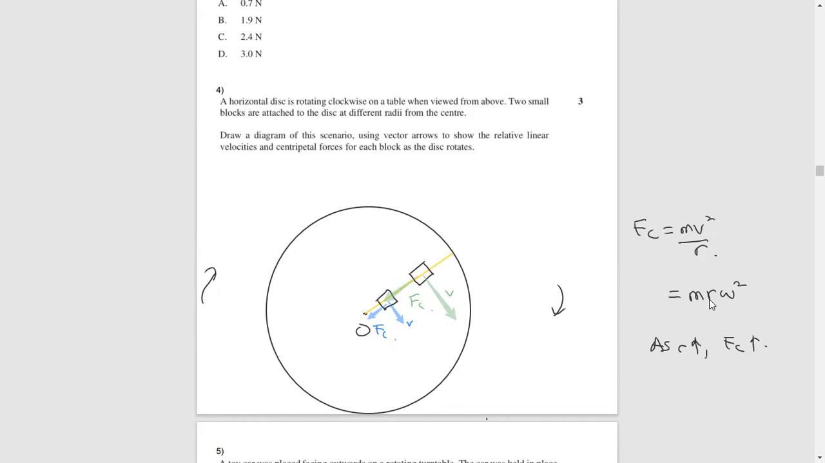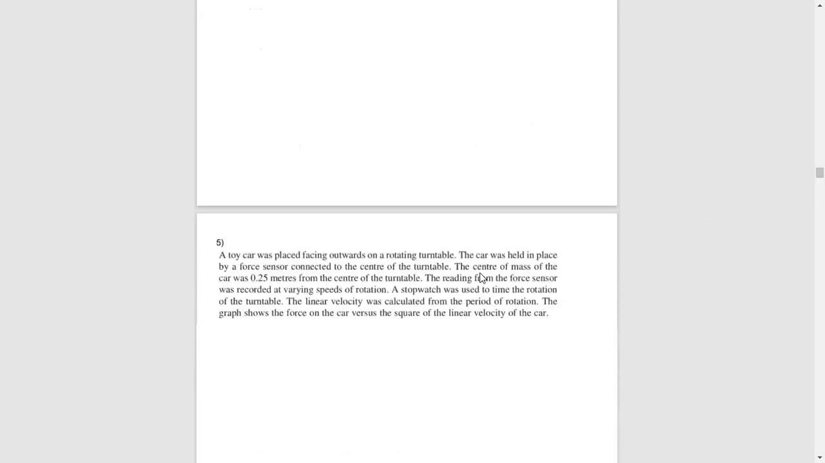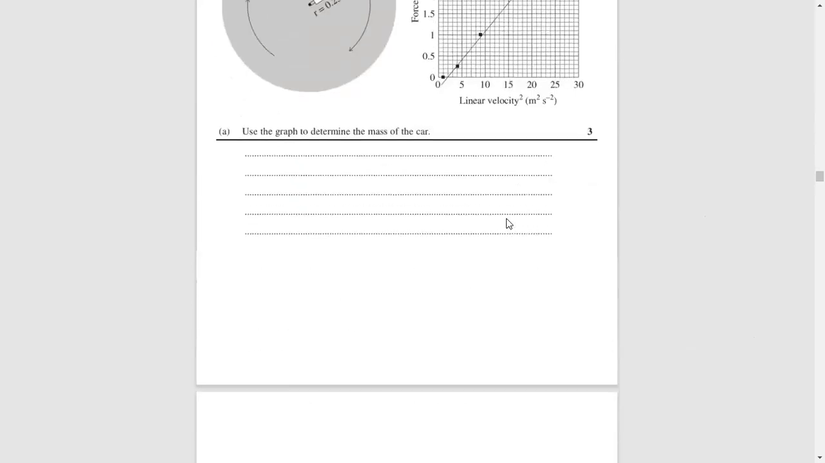And that basically would be your answer, with your vector arrows showing the velocities for both and the centrifugal forces for both. Of course, being vectors, you must show both direction and magnitude.